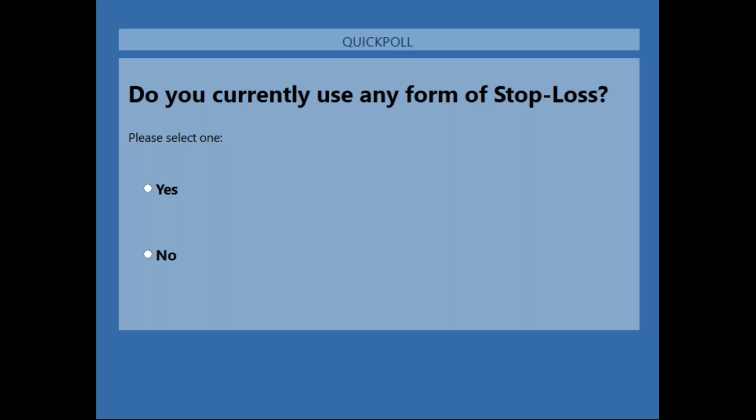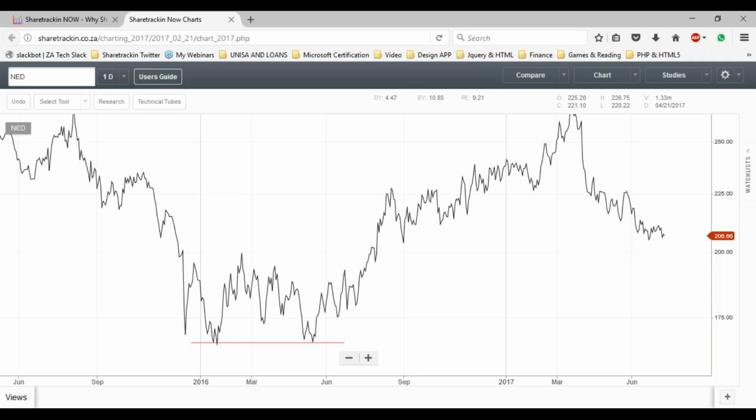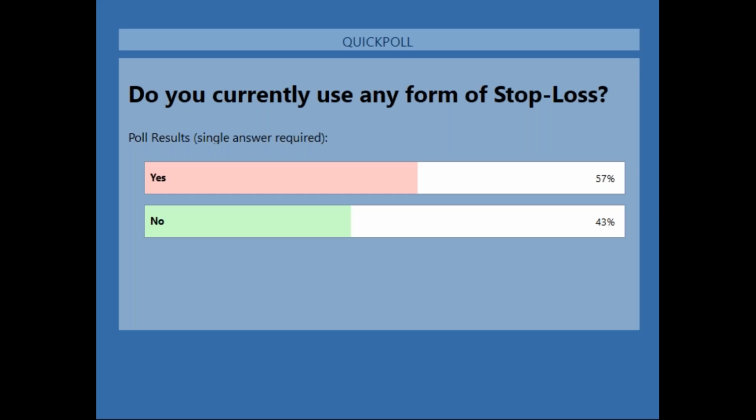Right, so let's have a look. Let's see what you are saying, and what the final vote is. Currently we'll see that about 57% of you are saying yes, we are currently using a form of a stop loss, and 43% of you are saying that we're not using any form of a stop loss.